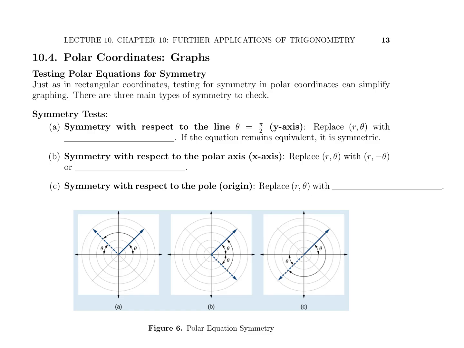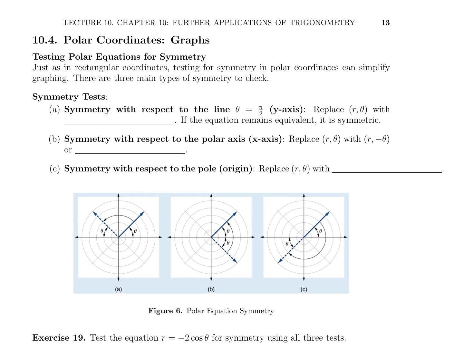Hi class, this is section 10.4, polar coordinate graphs. In this section, we're going to look at how to graph polar graphs. Just like in the rectangular coordinate system, we test for symmetry in the polar coordinates, just to simplify our graphing. There are 3 tests to perform when you're looking for symmetry.